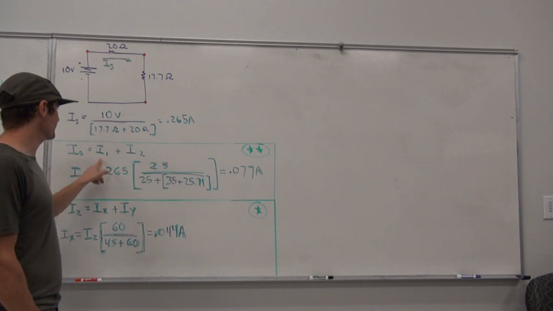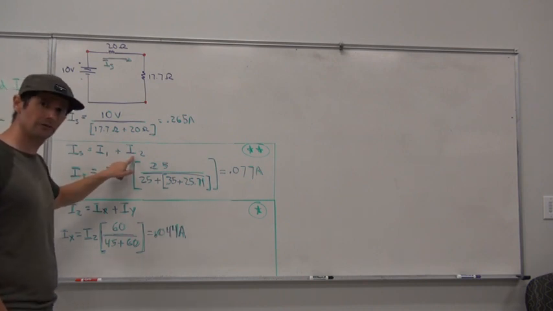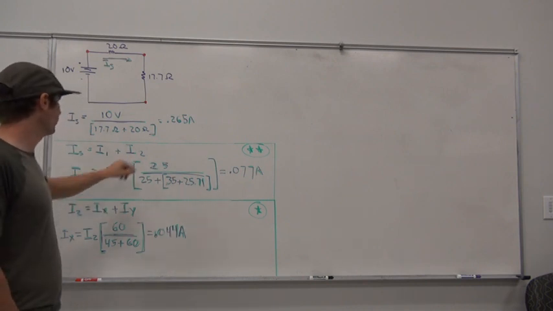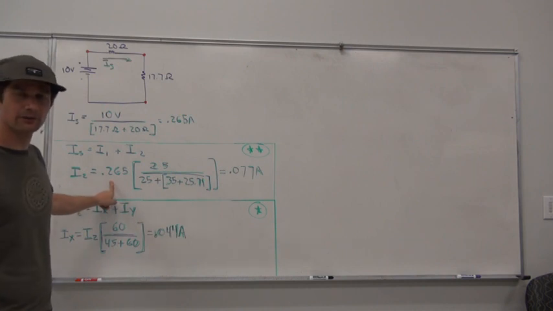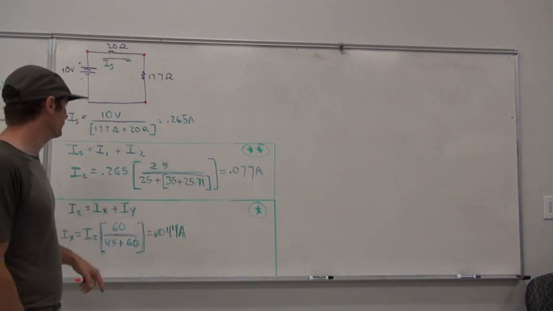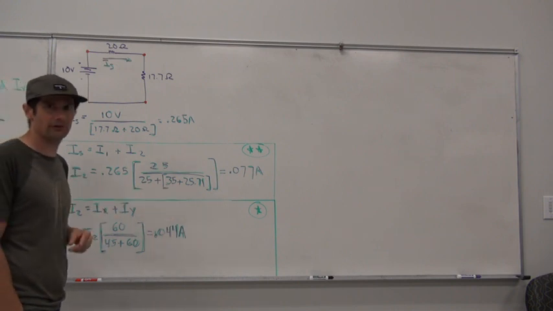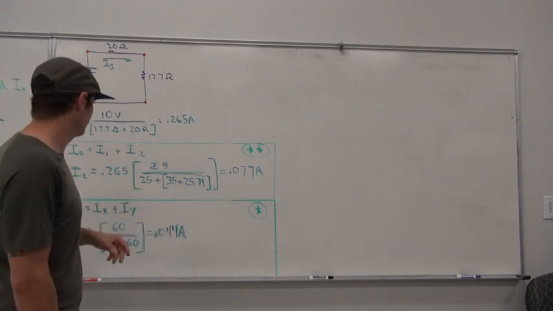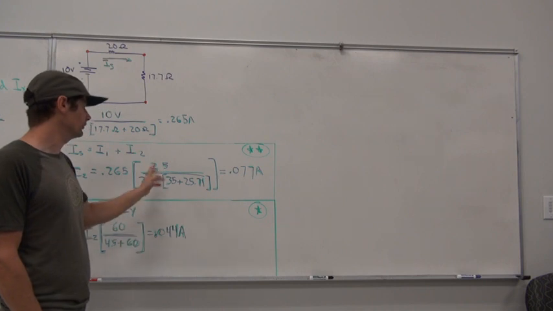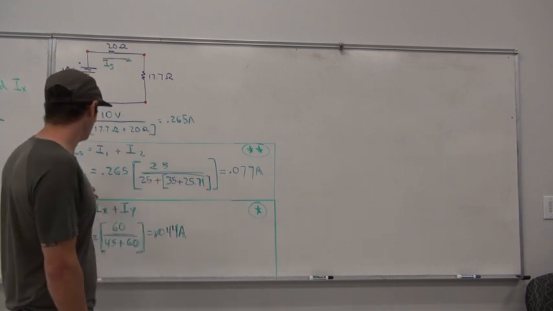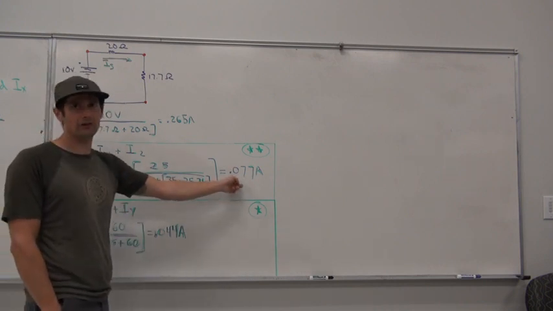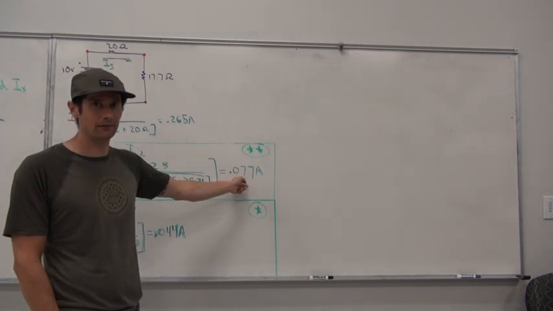So IS is equal to I1 plus I2. So we're going to divide that source current of 0.265 between 25 ohms and then the 35 plus 25.71 equivalent resistance in series. Use the opposite resistance, so I2 was equal to 0.077 amps.